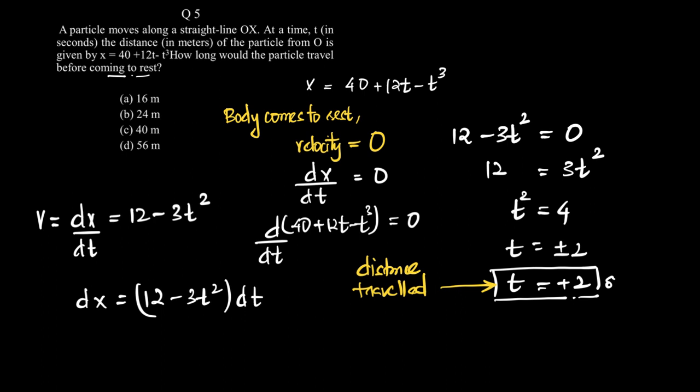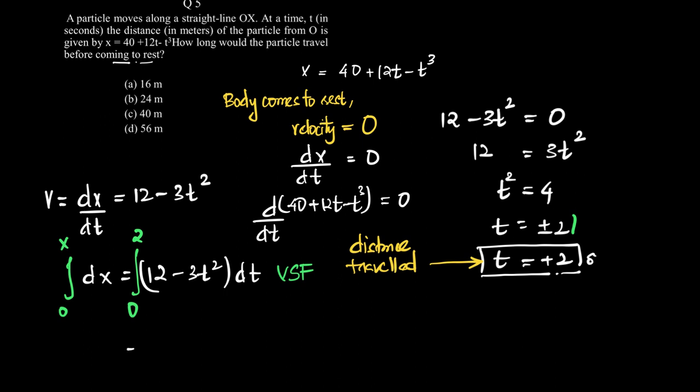This is again in the variable separable form and thus can be integrated. The limit of x will vary from 0 to x, and the limit of t will vary from 0 to the so-called determined time, which is basically 2 seconds, right? Now if we integrate this, what do we get? We get 12 into t varying from 0 to 2, minus 3 times t cube by 3, varying from 0 to 2.